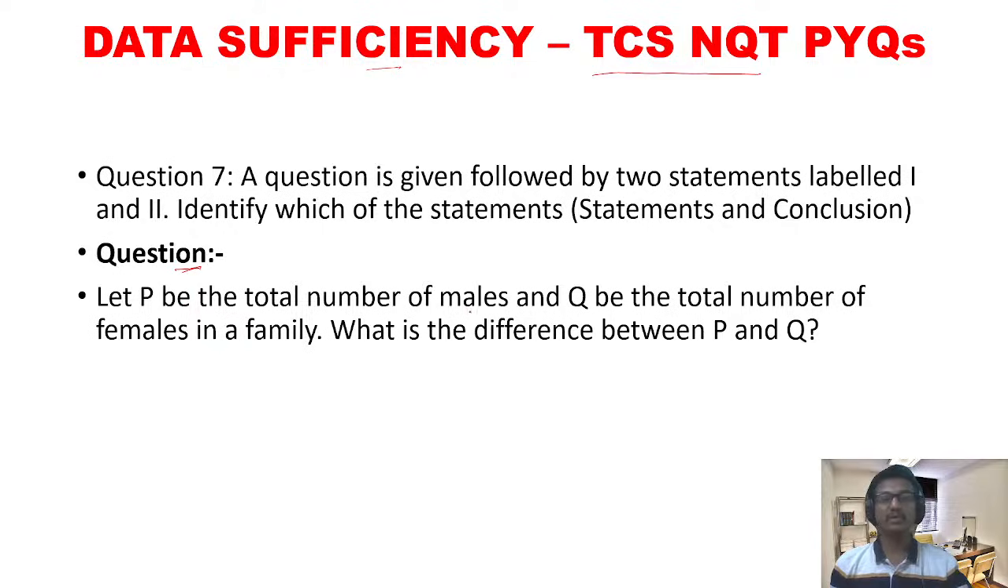Let P be the total number of males and Q be the total number of females in a family. What is the difference between P and Q? So he has given that in a family, P is the total number of males and Q is the total number of females. Then what is the difference between P and Q, males and females? That is what the question asks.